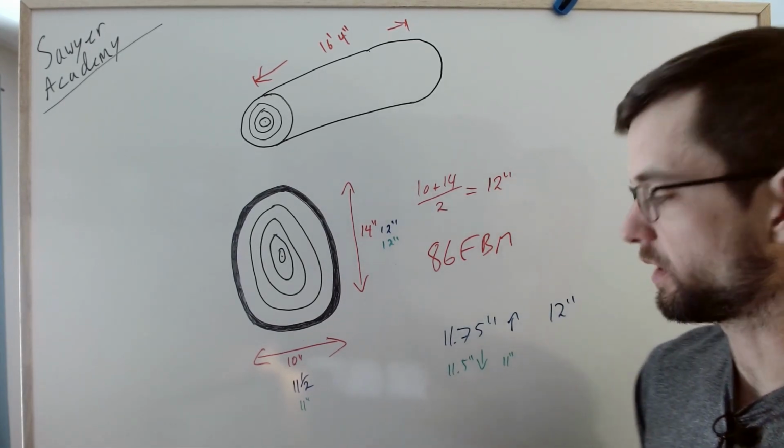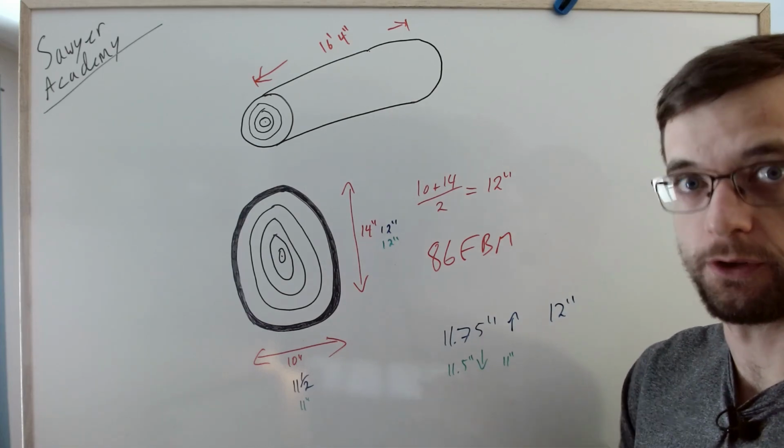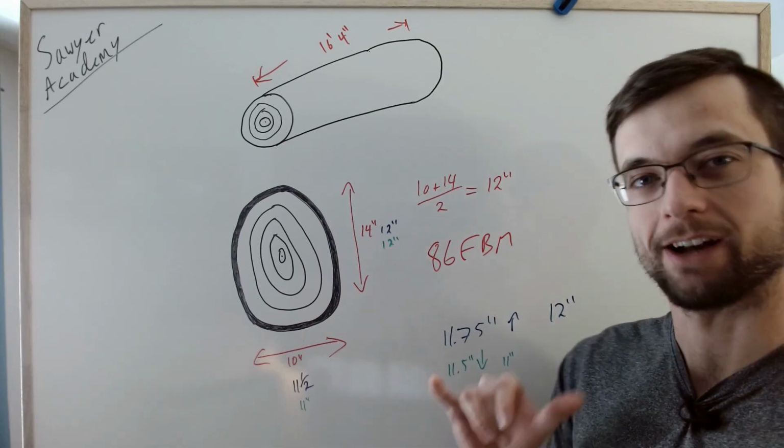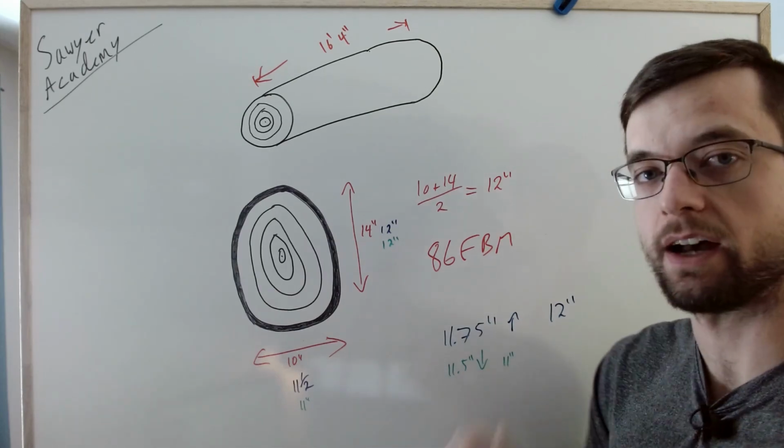So that's just an important thing to note, is that at 0.5, where normally outside of log scaling you're going to round up at 0.5, in log scaling you're going to round down at 0.5. Anything above 0.5, then you'll round up.